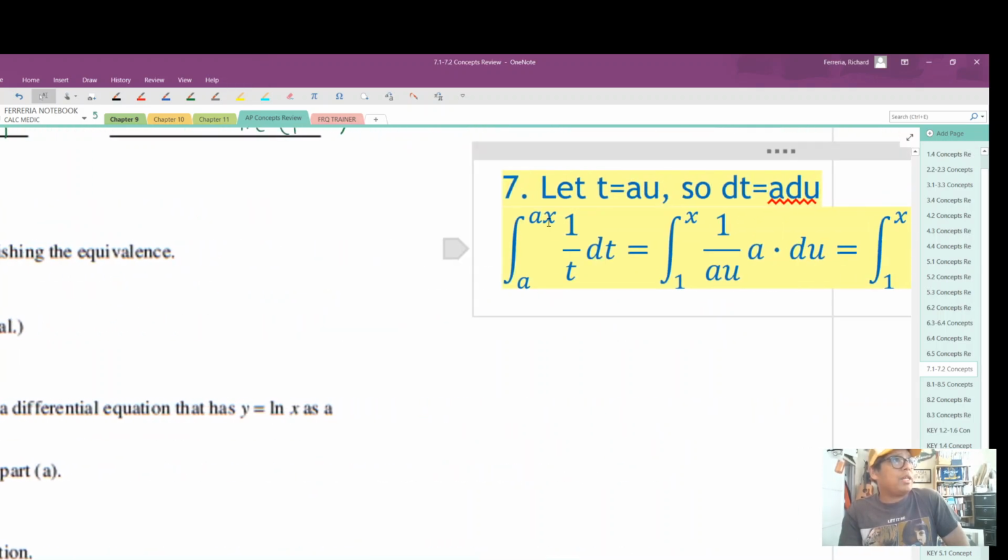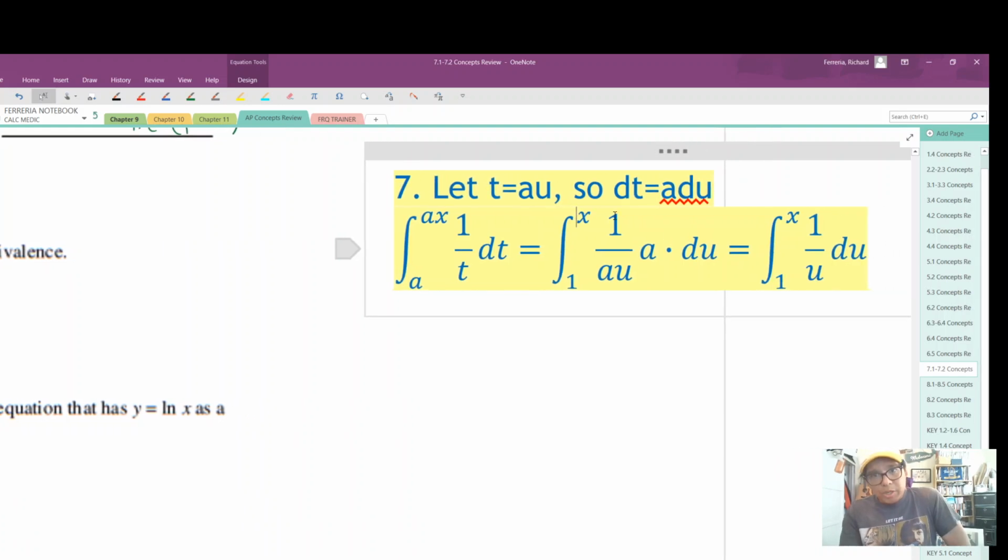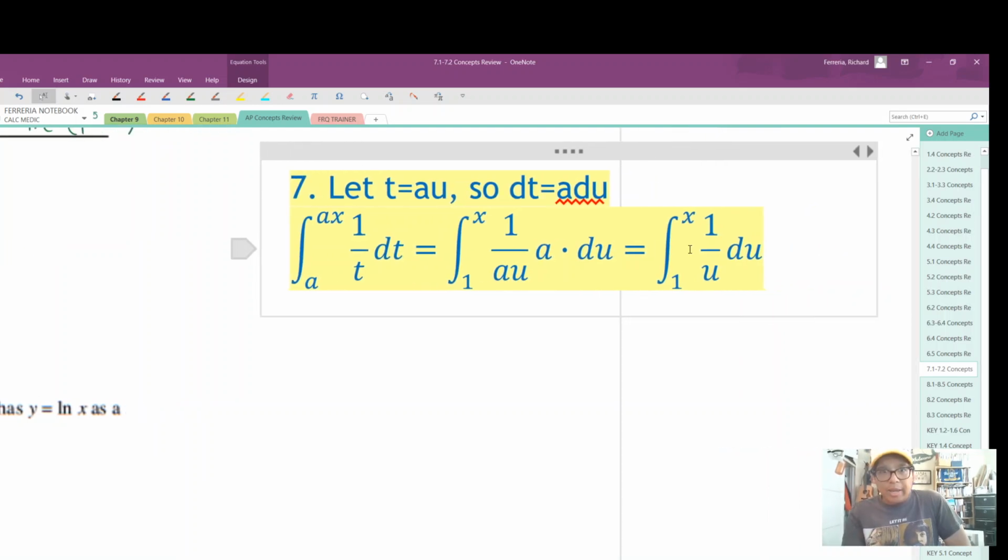And if t equals ax, you get ax equals au, and that means u is equal to x. So we've now replaced the upper and lower limits in terms of u. We've made our substitution here. t becomes au, and dt becomes a du. Cancel out the a's and the u's, and you get the integral from 1 to x of 1 over u du.